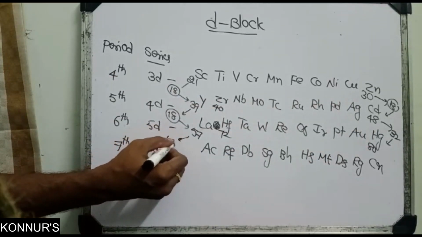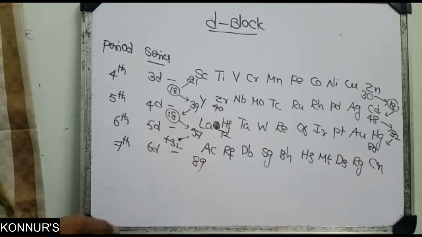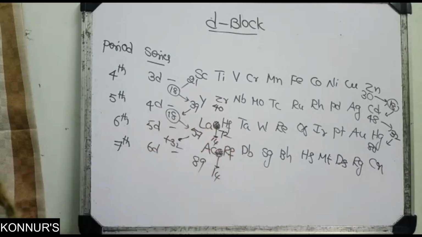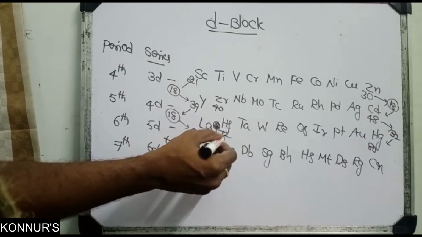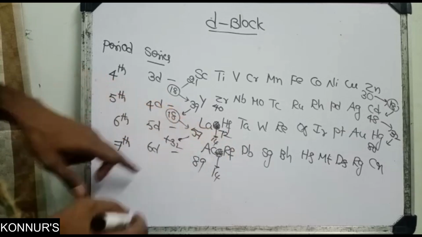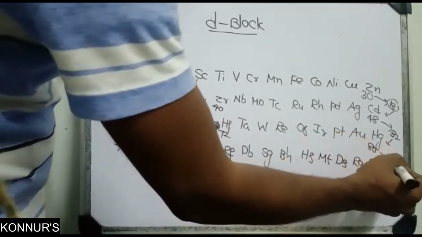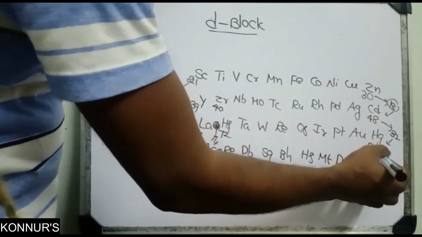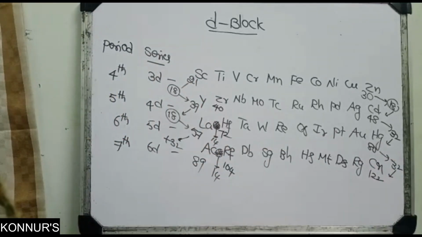So 57, then 72 to 80. Next, here you add 32, so 89, actinium. After that 14 actinides are there, plus 32, so 104. Next, 32 more, so 122. So these are the atomic numbers.